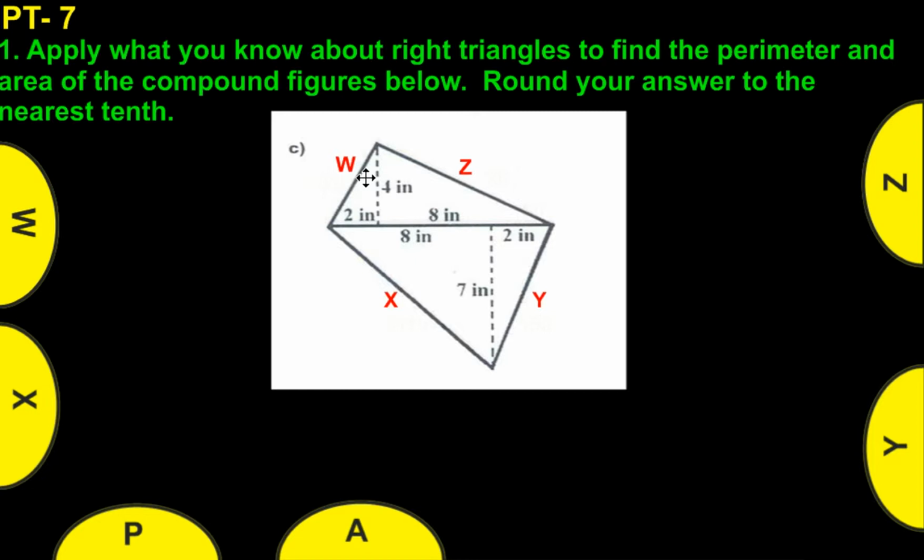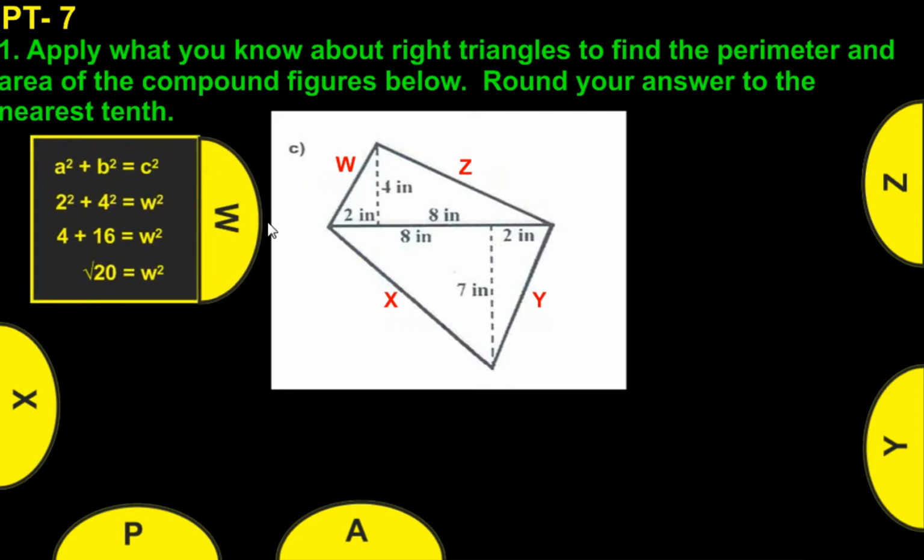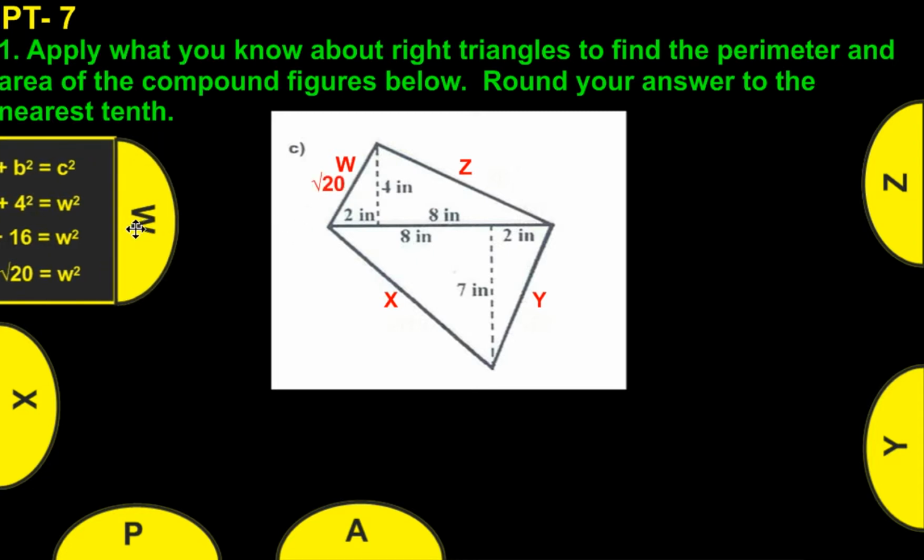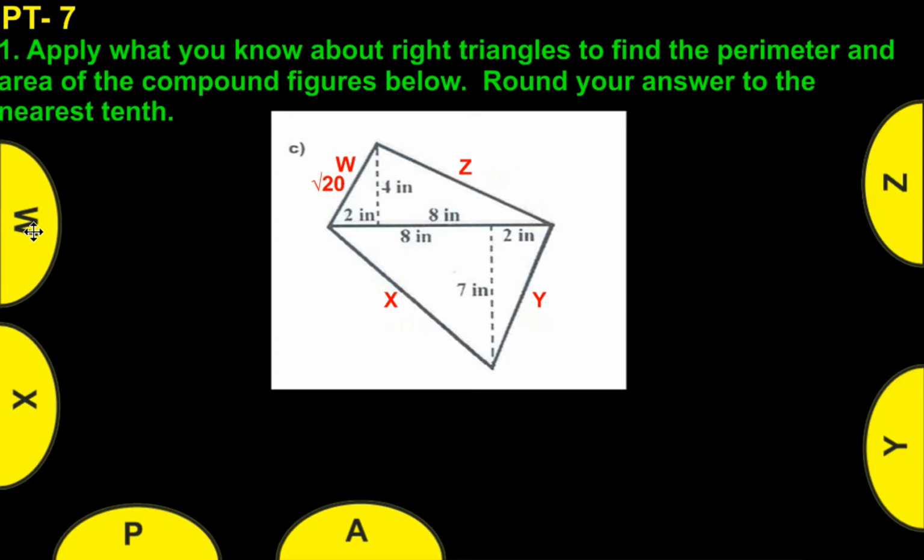So we'll start with W. We have legs of 2 inches and 4 inches. If we plug that in, we get 2 squared plus 4 squared equals W squared, or 4 plus 16 equals W squared, so W is the square root of 20. Now I'm going to leave that at the square root of 20 because I don't want to deal with the full calculator display at this point. We'll save that till the end.